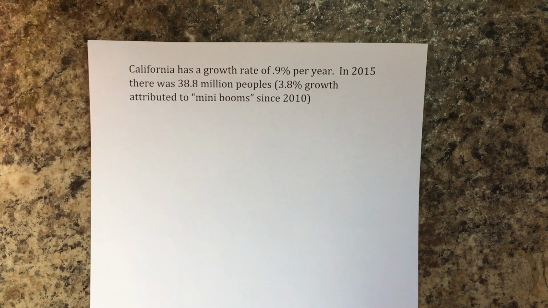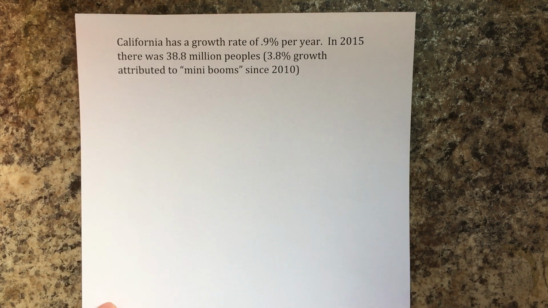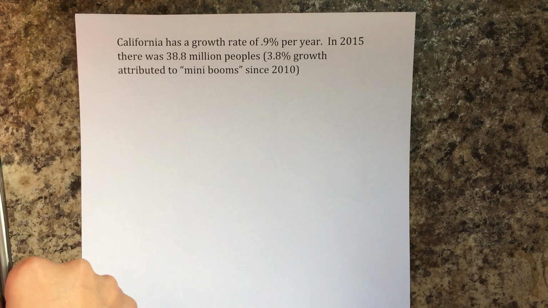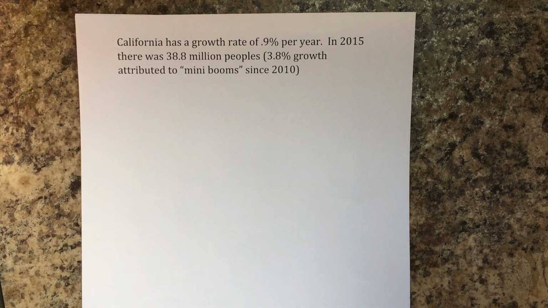So here we have a scenario. It says California has a growth rate of 0.9% per year. In 2015, there was 38.8 million people. 3.8% growth are attributed to mini boom since 2010. Okay, so what we need to do first of all, whenever we have word problems for exponential functions, is to identify the initial point, the base, and also the cycle.